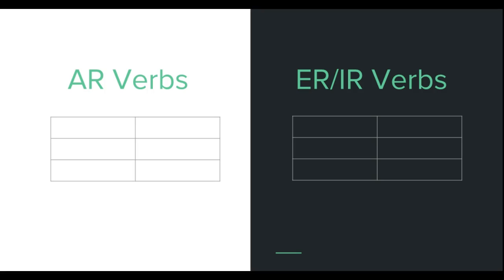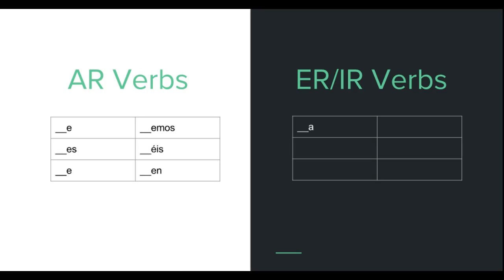When I say add the opposite ending, here's what I'm referring to. For AR verbs, your opposite endings would be, in the yo form, e. In the tú form, your opposite ending would be es. In the él, ella, usted form, your ending is e. In the nosotros form, your opposite ending would be emos. In the vosotros form, your opposite ending is éis. And in the ellos, ellas, ustedes form, your opposite ending is en.